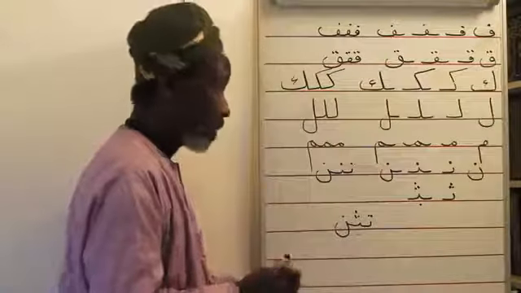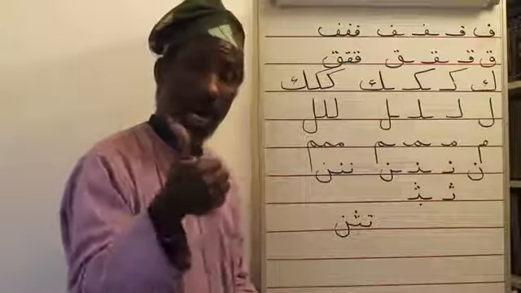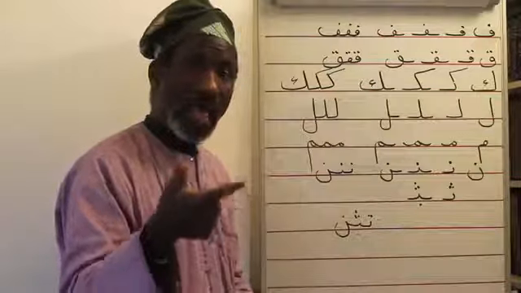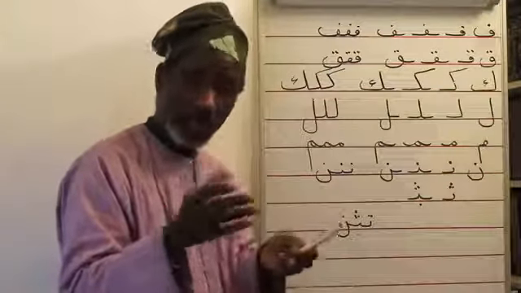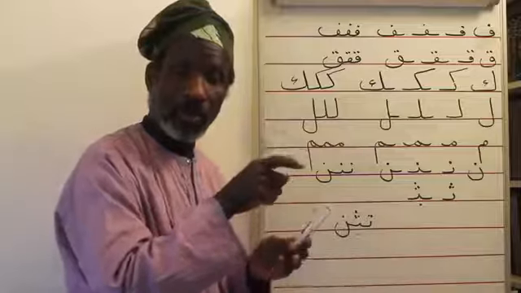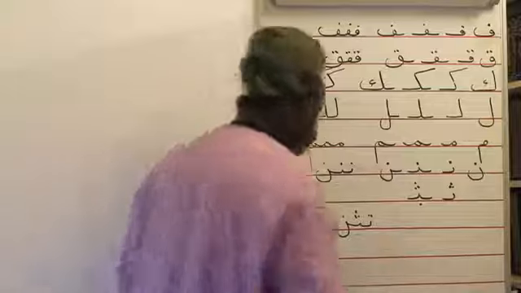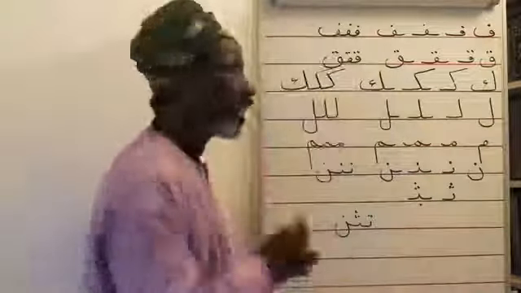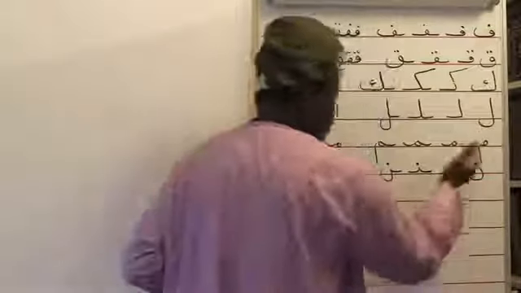So be aware that the hand movement of writing ba and ta and tha and noon at the beginning and in the middle is the same shape. It's just the dot which would differentiate what is what. Okay? I just thought I mentioned that. Alright then, now we've done meem and noon.